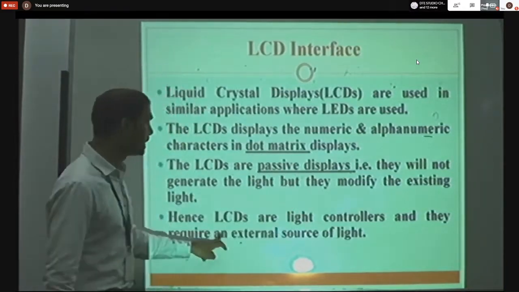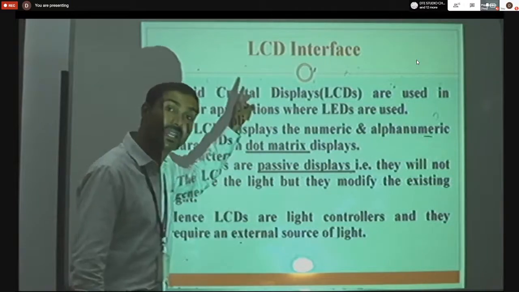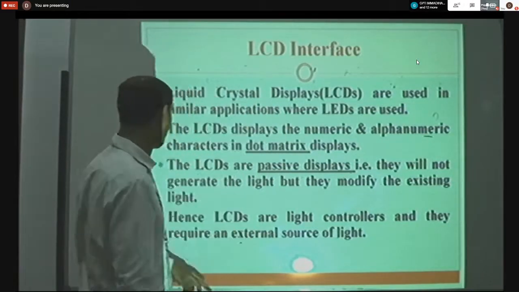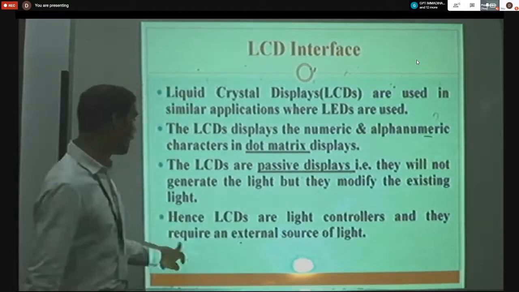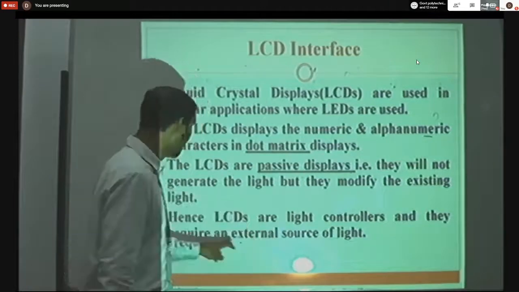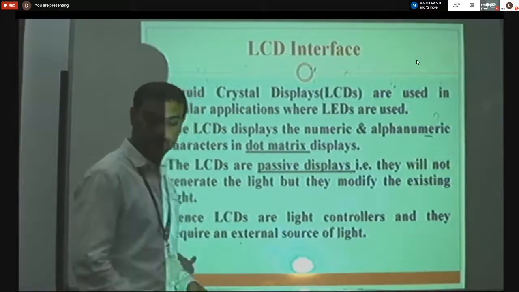Hence, LCDs are light controllers, but LEDs are light emitters. That's why it's called a light emitting diode. And they require an external source of light. In addition to the internal source of light, they also require an external source of light.